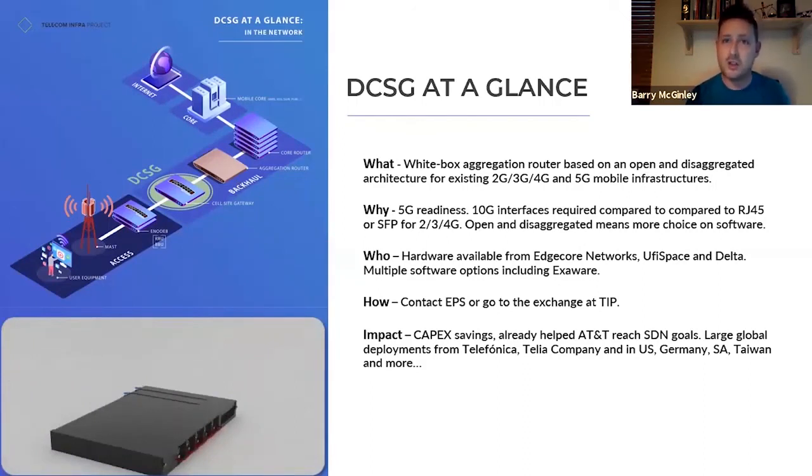And the reason it was actually required was because mobile base stations now connect to the cell site gateways using SFPs or RJ45s. But the 4G, and certainly the 5G networks, are going to need 10G SFP+. So basically the cell site gateways that are there at present are not fit for purpose anymore. So who's involved? Hardware wise, as I mentioned, EdgeCore, UfiSpace, and Delta. And on the software side, there's multiple options, including our own Exaware, who we're going to hear from in a moment.